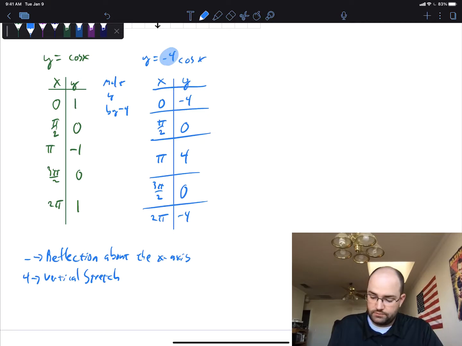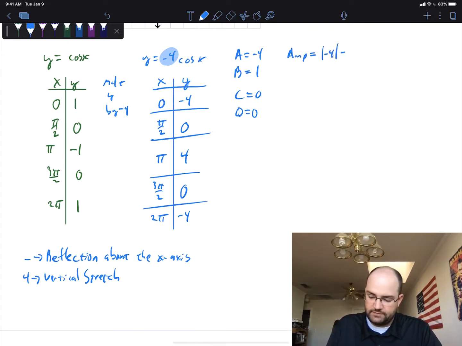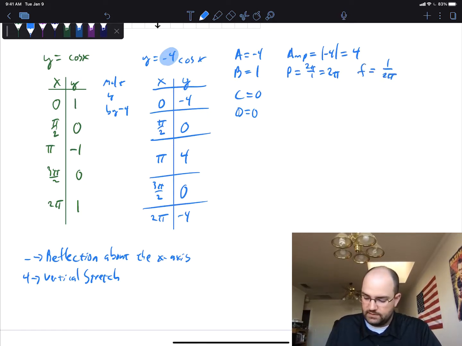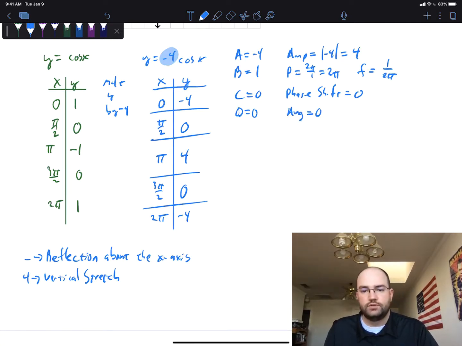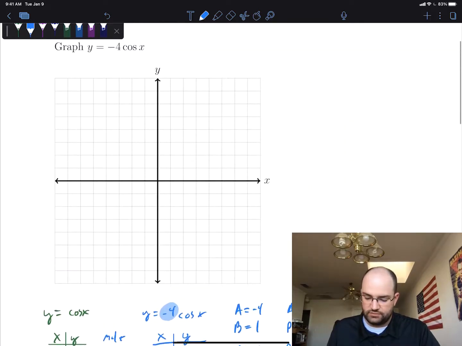And now we just do everything else. So a equals -4, b equals 1, c equals 0, and d equals 0. It tells me that the amplitude here is the absolute value of -4, which will, of course, give me 4. The period would be 2 pi over 1, which is 2 pi, which tells me that the frequency is 1 over 2 pi. The c being 0 tells me that the phase shift equals 0, and the d equals 0 tells me that the average is 0.